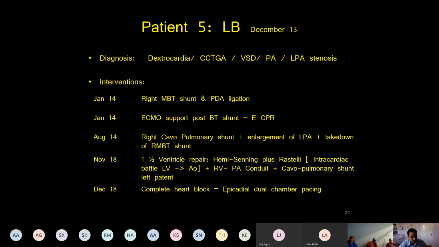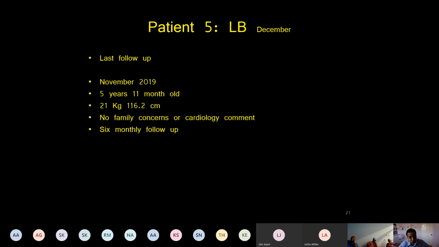This patient ultimately proved to have complete heart block, which we were trying to avoid by putting in pacing wires, but he needed dual chamber pacing. So Lincoln was my flavor of how complex the anatomy is and how complex the surgical intervention and ongoing management can be.